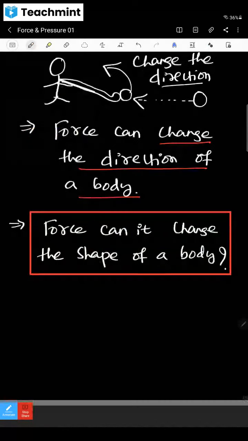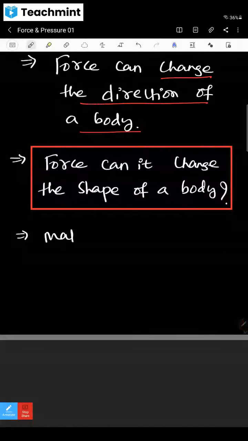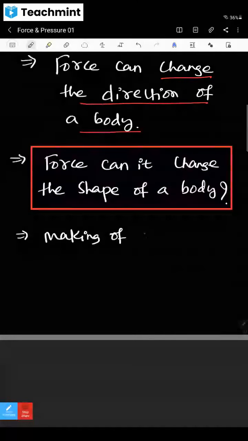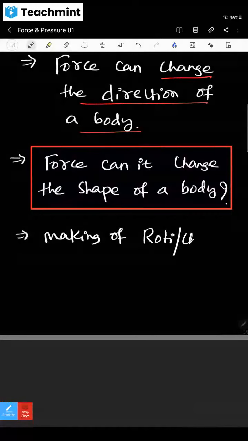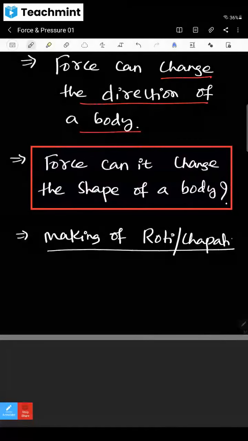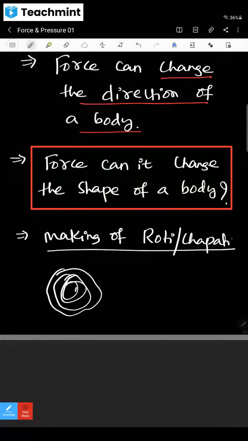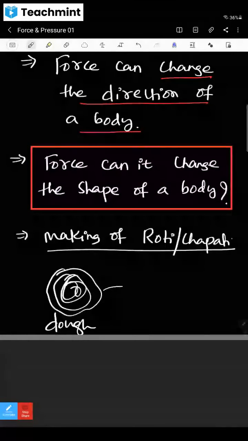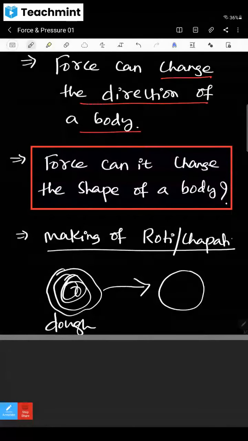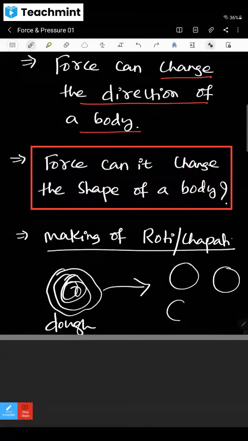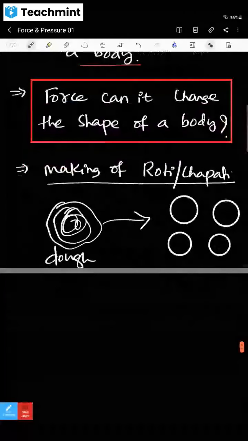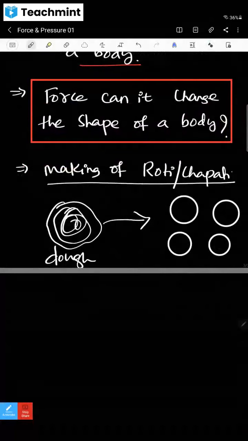It can, no? For example, you make chapatis. Making of chapati, or making of roti. So what are you applying? You are applying force, no? Initially the dough will be together like this, all mixed up. Then after that, using this, we make round chapatis like this. Many chapatis like this. Maybe they are of different sizes, but I can do that, no?